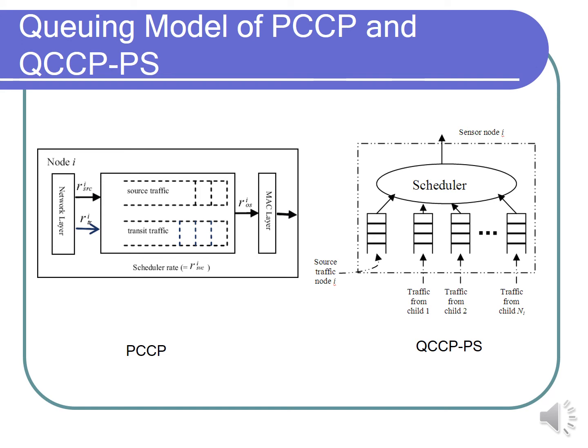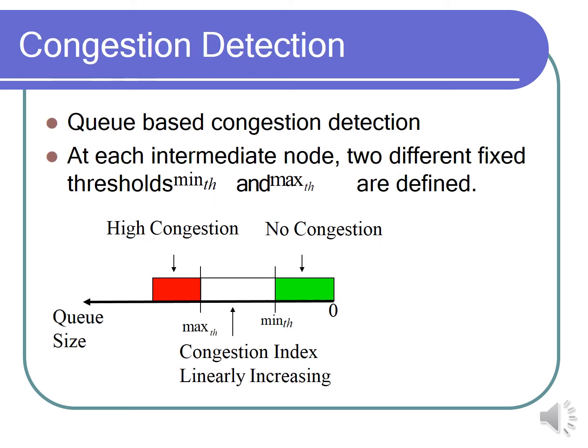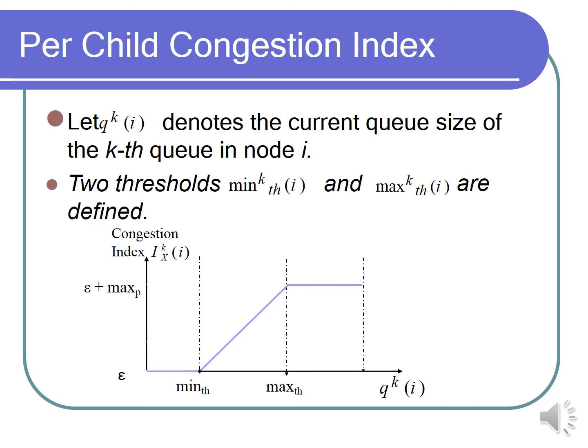The node will have the source traffic and the scheduler. Traffic from each and every child node is received, and based upon the scheduler, it will schedule it and send it to the particular sensor node. Congestion detection: queue based congestion detection at the intermediate node uses two different fixed thresholds, a minimum threshold and a maximum threshold. If there is congestion, the maximum will be set. If there is no congestion, it will be less than the minimum. So per child congestion index, the minimum and maximum thresholds are defined.